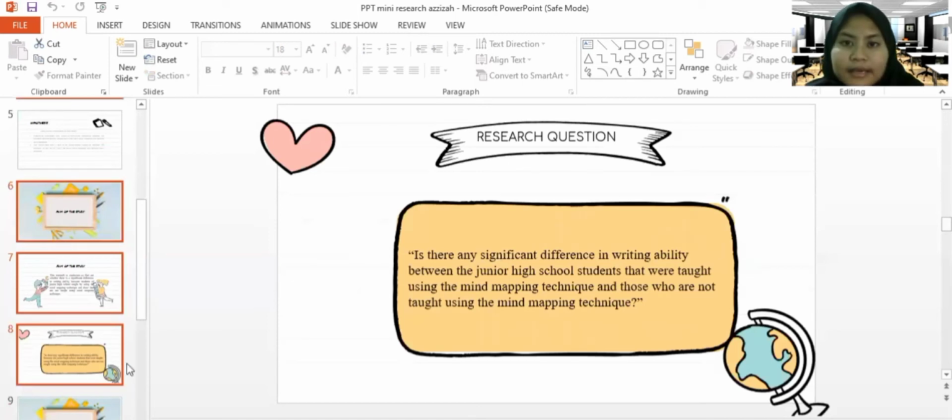And next, the research question. The research question for this study is: is there any significant difference in writing ability between junior high school students who were taught using the mind mapping technique and those who were not taught using the mind mapping technique? In this research, I would like to find the differences between the control group and the experimental group. I used quantitative data analysis in the form of t-tests to know the differences and the effectiveness of using mind mapping in teaching writing.